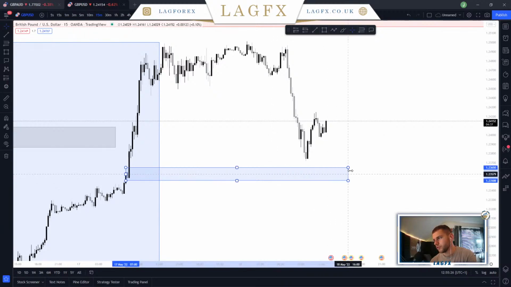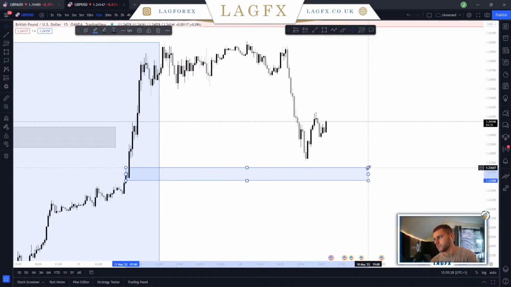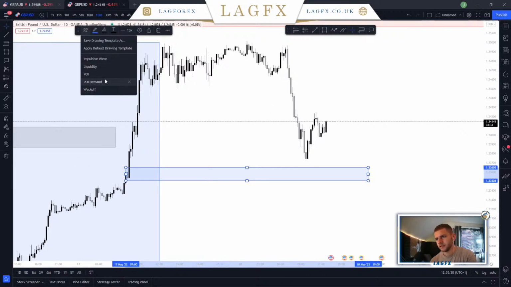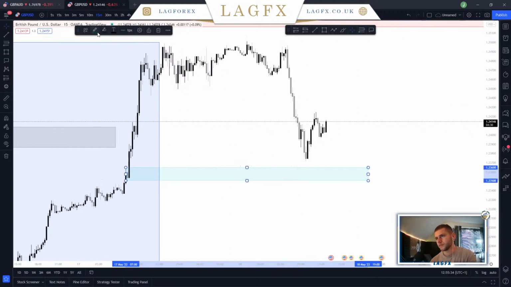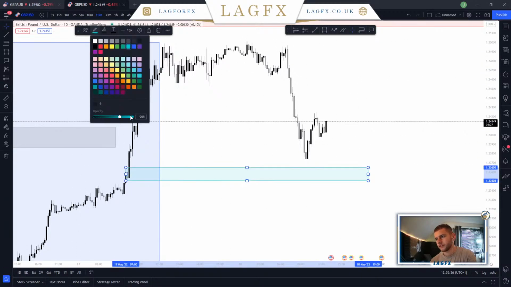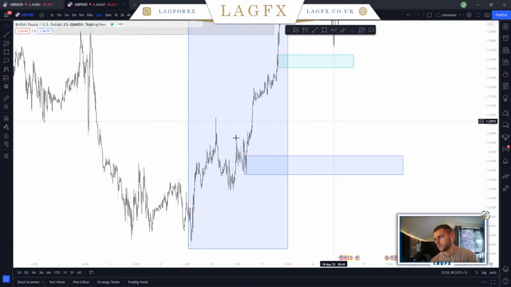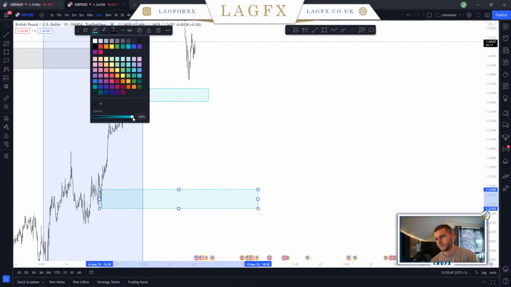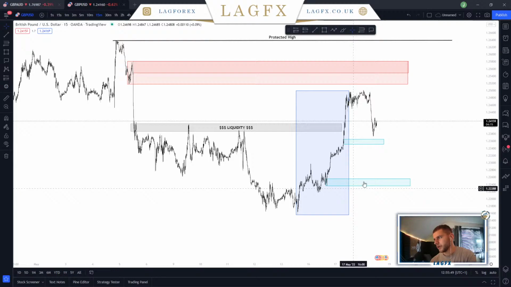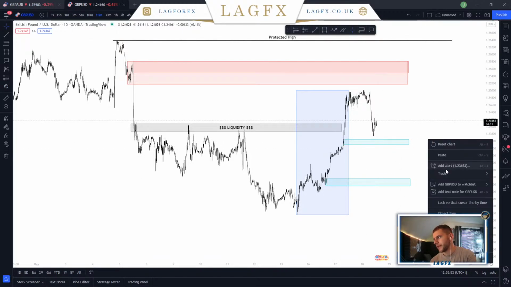Inside of this sort of region, we can change that to a demand zone, like so. This being our second demand zone. So we have two zones there that price could potentially react to, so we can get an alert on these.